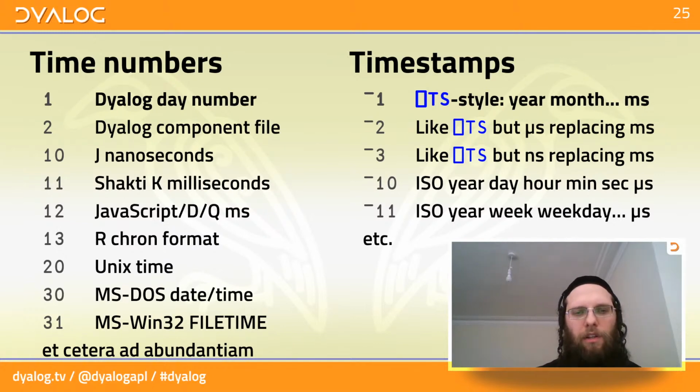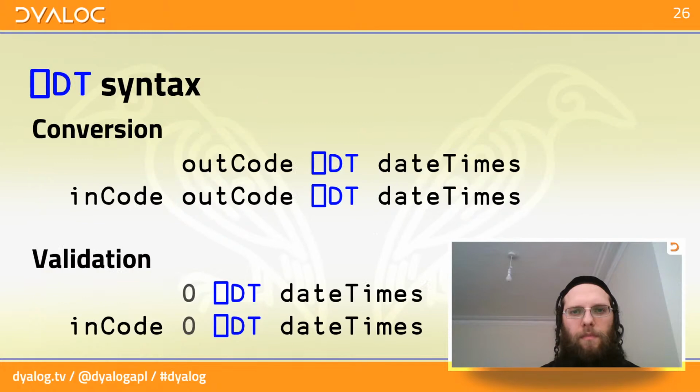There are lots of these. Look up in the documentation, put the cursor on quad DT and press F1, and you can get the whole list of them. There are lots, and we might even add more in the future. So, what is the syntax of this quad DT function?